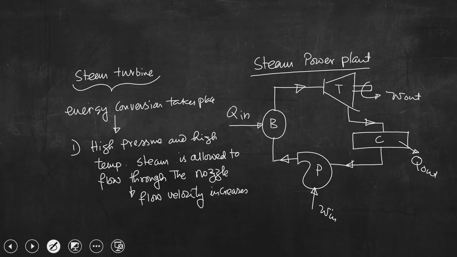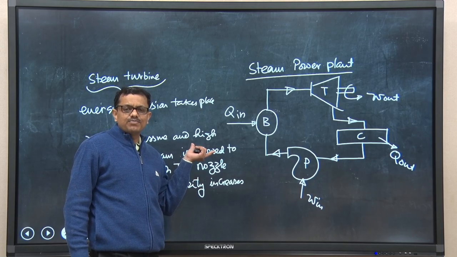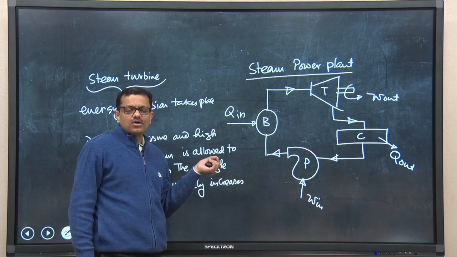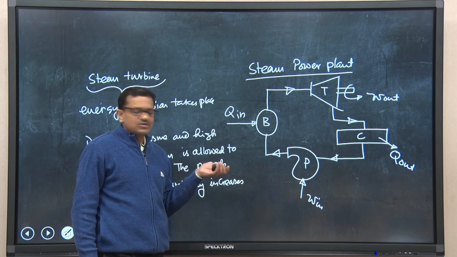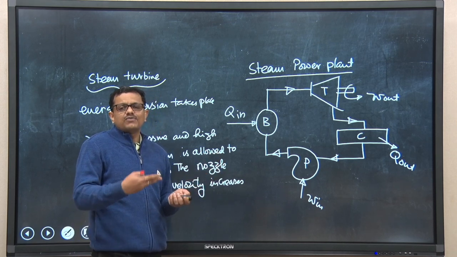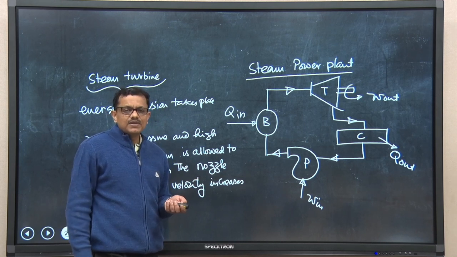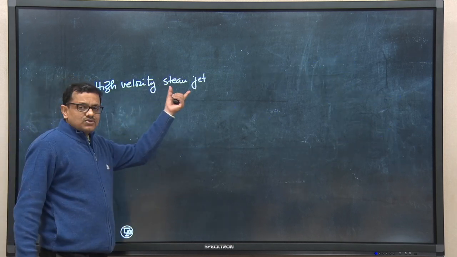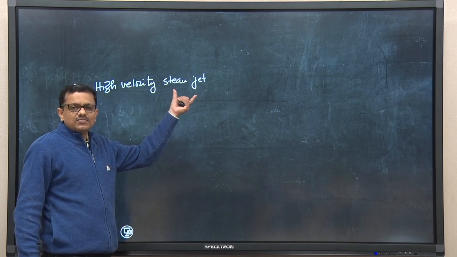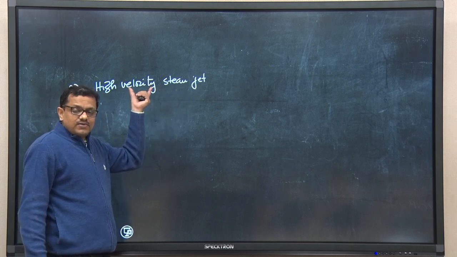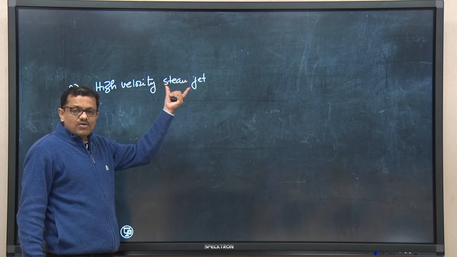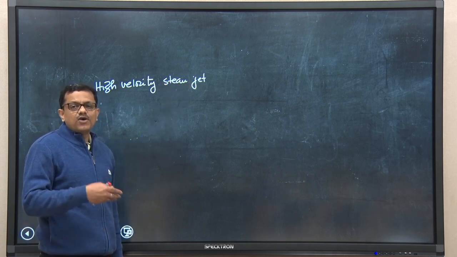Nozzles are designed in such a way that while steam is passing through the nozzle, there should not be any drop of temperature. Temperature should not be allowed to reduce while steam is passing through the nozzle. So there is no chance of having a reduction in steam temperature, theoretically. That means we are also going to get steam at the exit of the nozzle, and since the velocity of the steam will be increased, now we are writing steam jet. Steam will come out of the nozzle in the form of a jet.